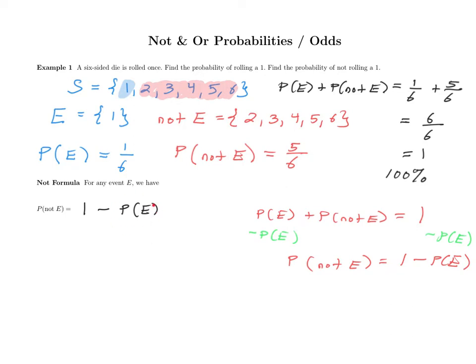So if you know the probability of E, you actually don't have to go through all this work to figure out the probability of not E. We could have gotten to this number almost immediately once we figured this out. Here's what that would have looked like.